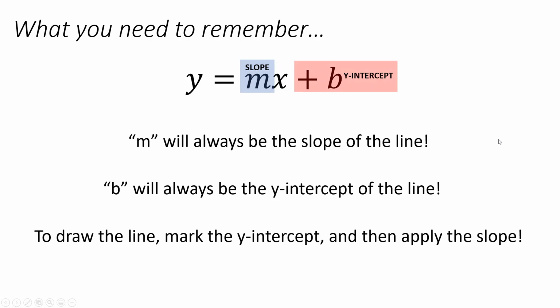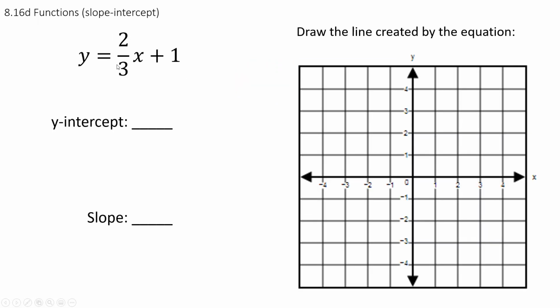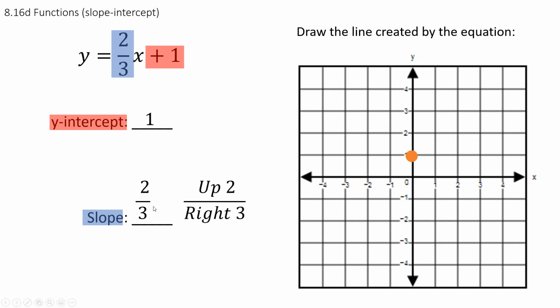So here we go. They're giving us an equation, y equals 2/3 x plus 1. So we start with our y-intercept. That's the constant. It's 1. We're going to mark 1 on the y-axis. From there, we're going to apply the slope, which is 2/3. The top number is your vertical change. Your bottom number is your horizontal change. So it's a positive 2 over a positive 3, up 2, right 3. So from my y-intercept, I'm going to go up 2, right 3.